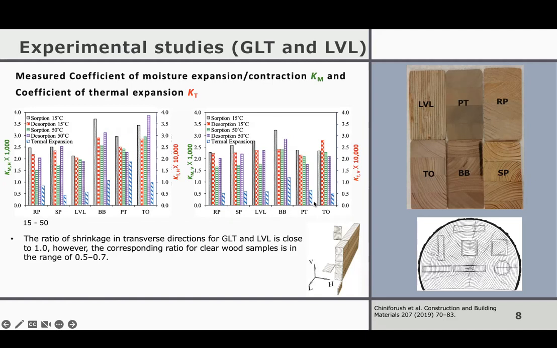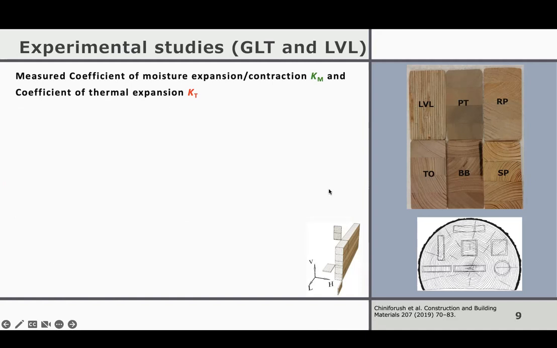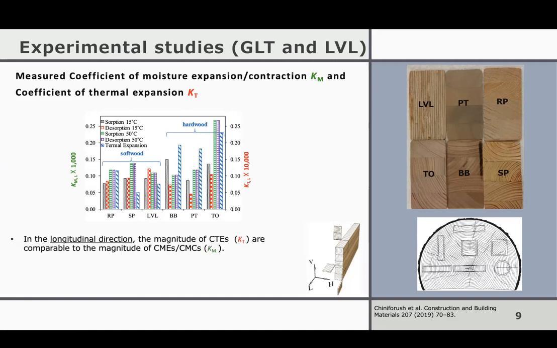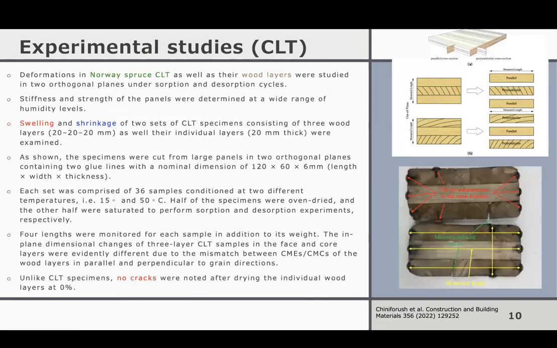The coefficient of thermal expansion is quite low compared to moisture expansion. However, for the longitudinal direction, that is not true. It's comparable. So the implication of that for design is that we cannot ignore the temperature changes in the longitudinal direction, but in the transverse direction, moisture is contributing more to the deformation than temperature. So that was kind of the lessons we learned from this experimental campaign.